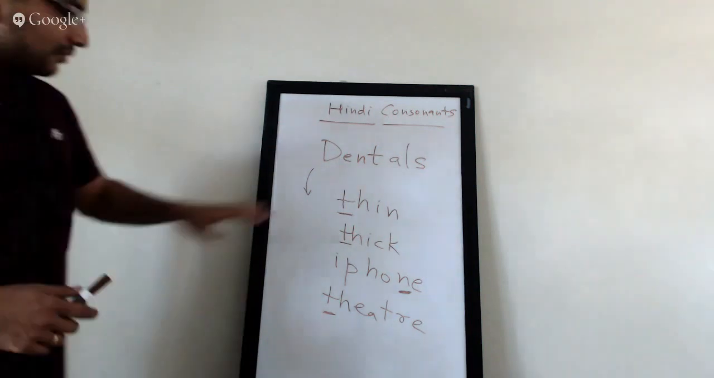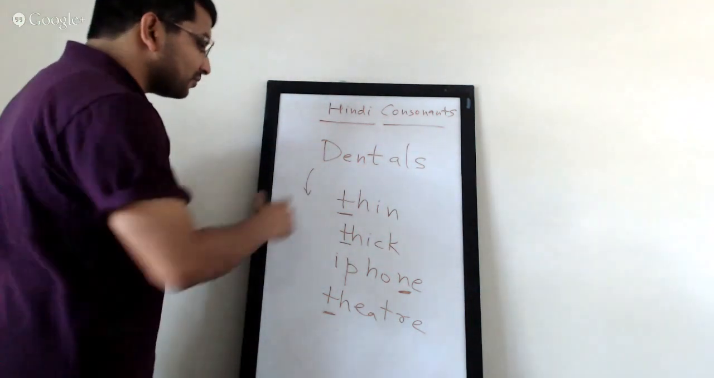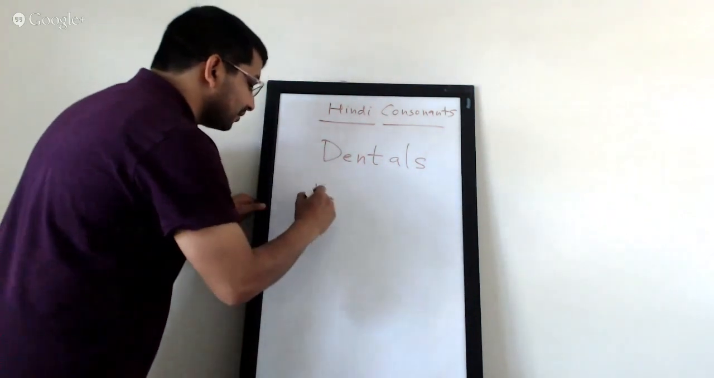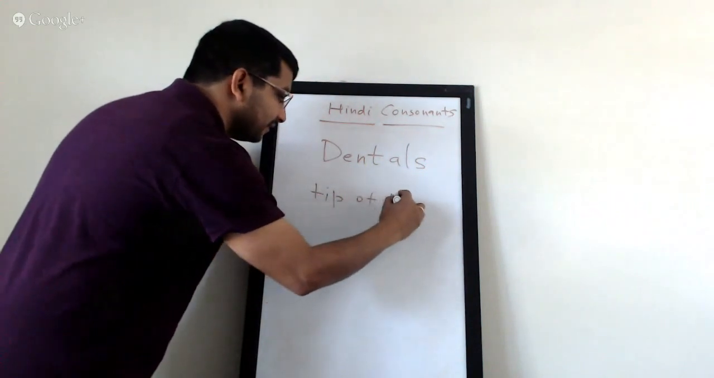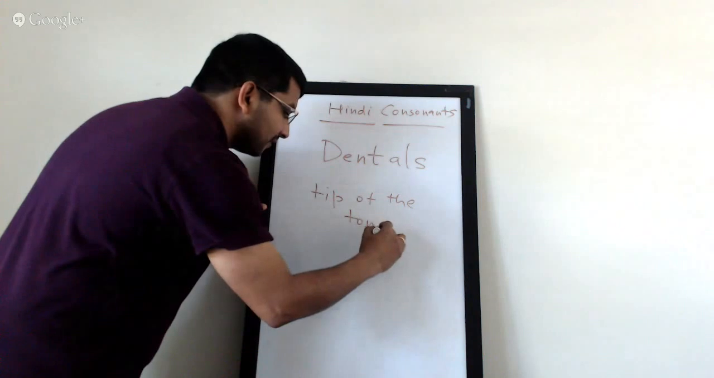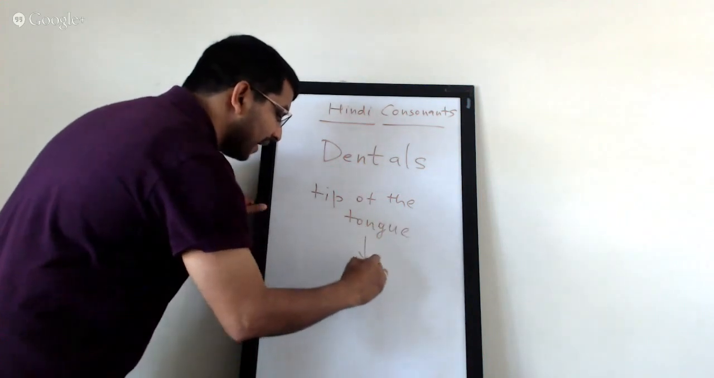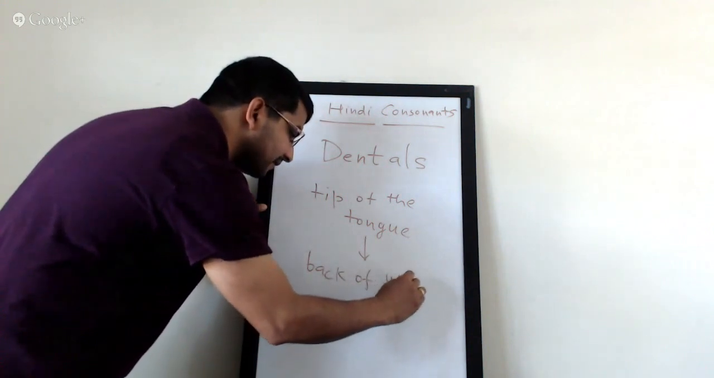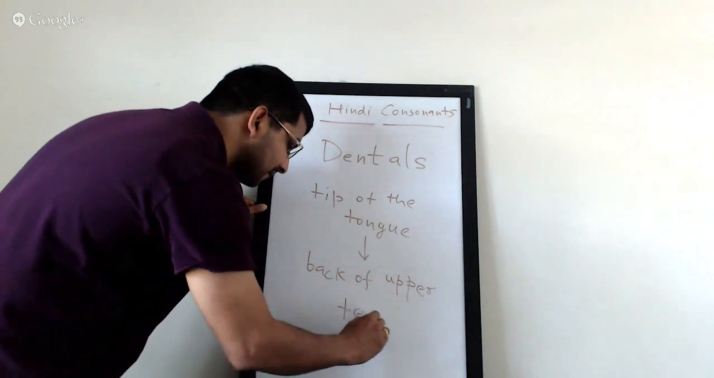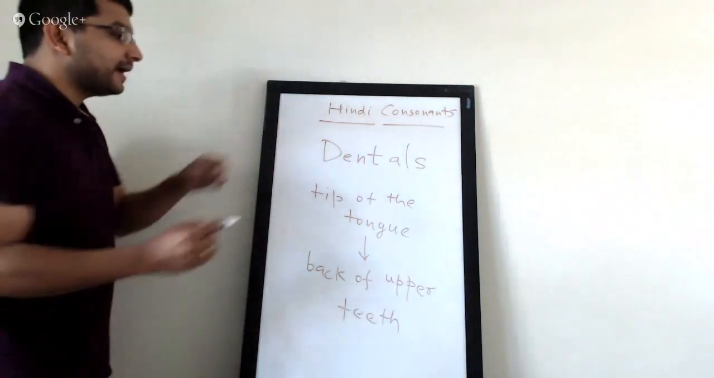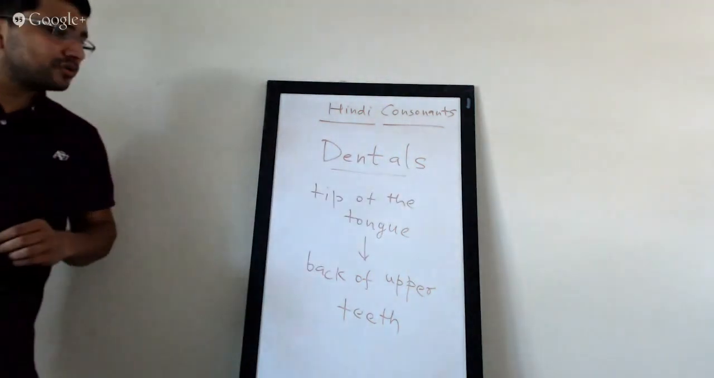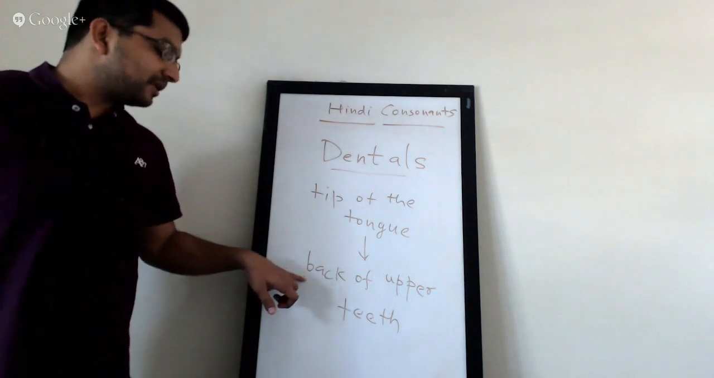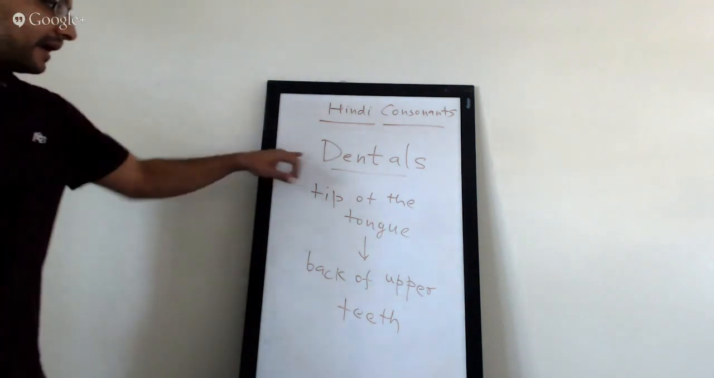So again, what you're doing when you're pronouncing all these sounds is you place the tip of the tongue to the back of the upper teeth. And that's the reason we are referring to them as dentals. All these sounds, where you use the tip of your tongue and put it to the back of the upper teeth to make the sound, are referred to as dentals.